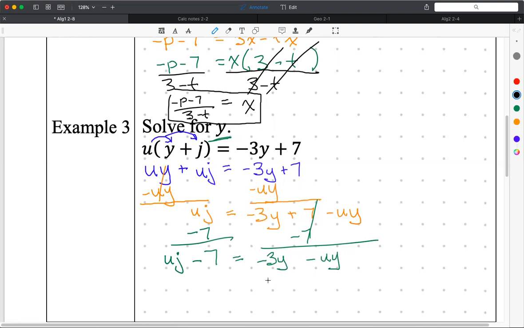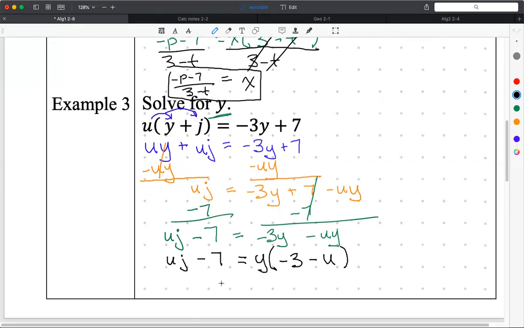You factor out a y from 3y? You just factor out a normal y. And then what happens when I factor out a y? What's left over on the inside? Negative 3 minus u. There it is, negative 3 minus u. And the left-hand side, we haven't changed. I'll just rewrite uj minus 7.